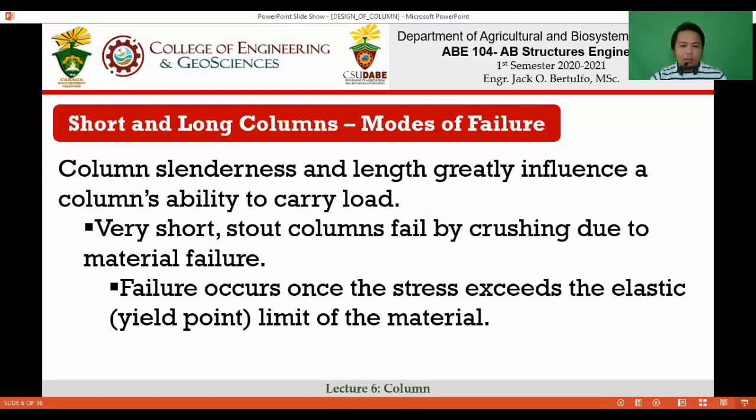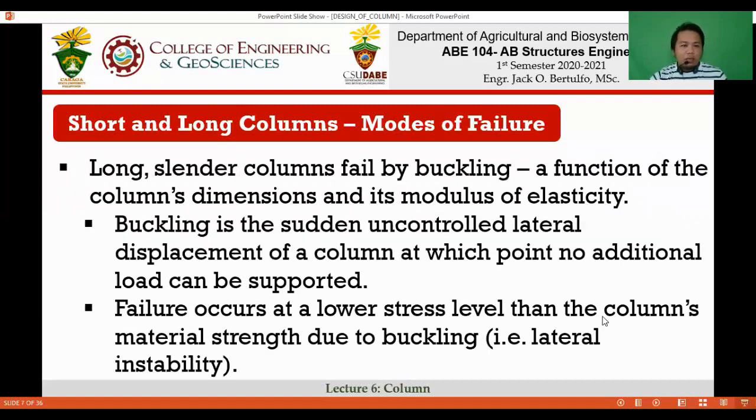You know that kabalo naman mo sa yield point, if we will go back to the stress and strain diagram, kita ninyo dito asa dapit ang yield point or the elastic region niya. So if mo-exceed diha na if short column siya, then natay failure due to crushing. So for short lang na siya. Then for long, which is mostly slender, so slender column fails by buckling. So a function of the column's dimension and its modulus of elasticity.